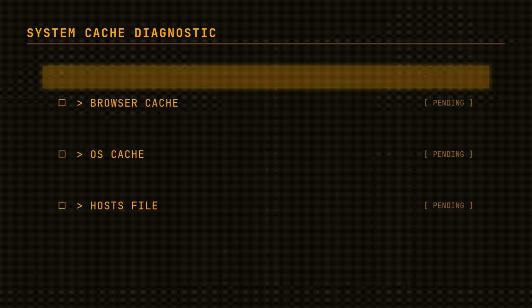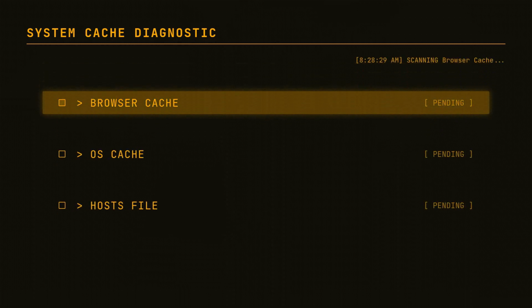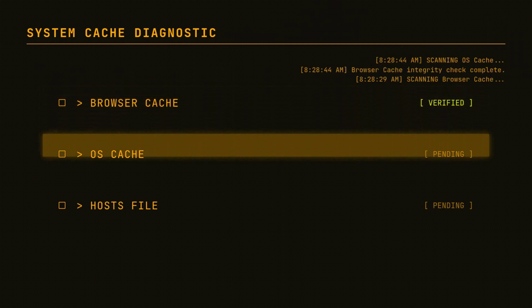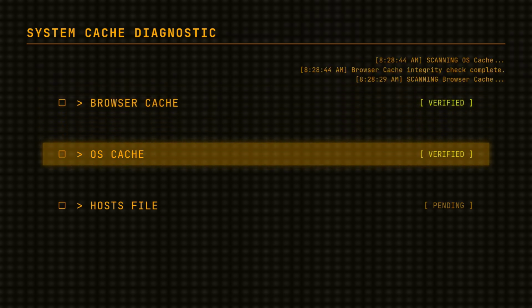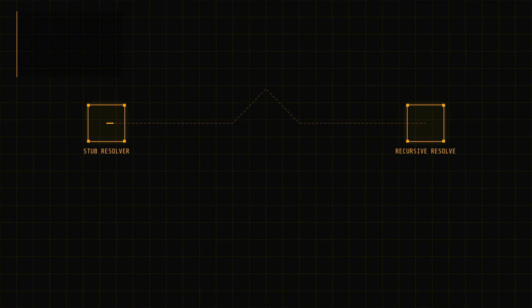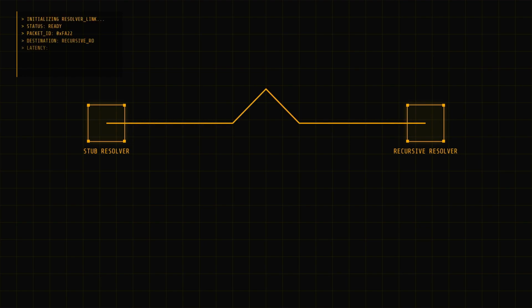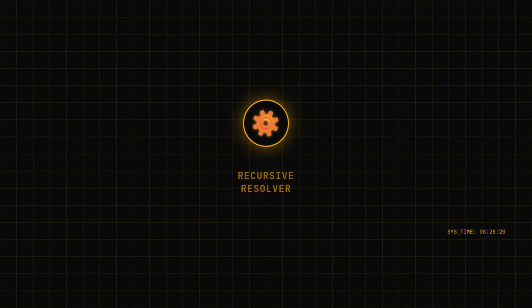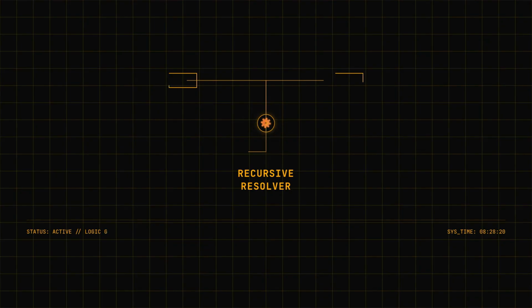First, your system checks locally: your browser cache, OS cache, and even the hosts file to see if it already knows the IP address. If it doesn't, your system's stub resolver sends a request to a recursive DNS resolver, usually your ISP or a public DNS service. Now, the resolver may not know the answer either, so it starts asking other DNS servers using iterative queries.